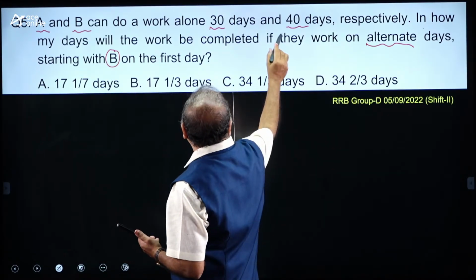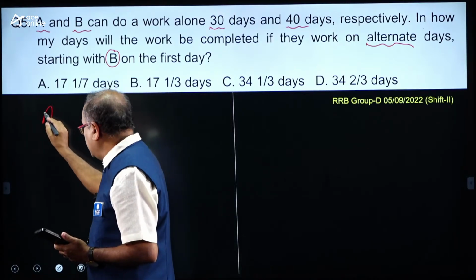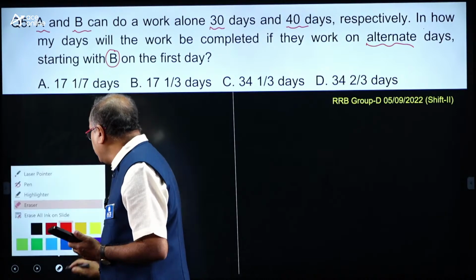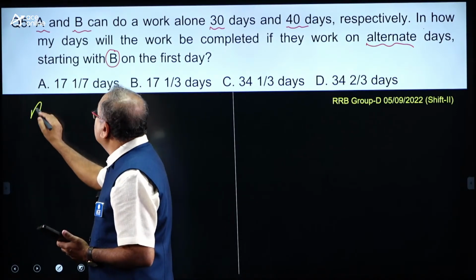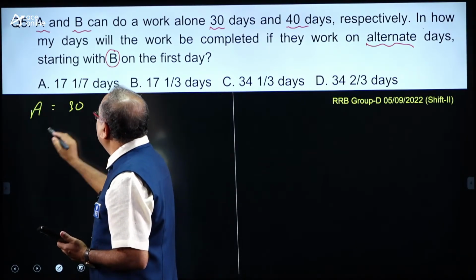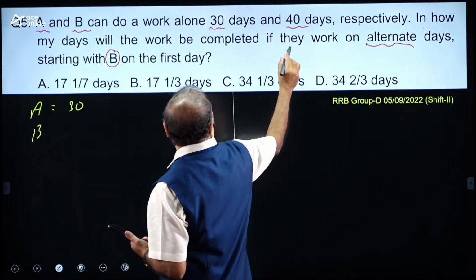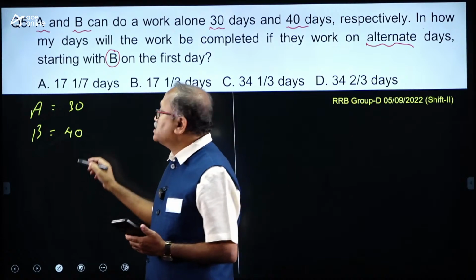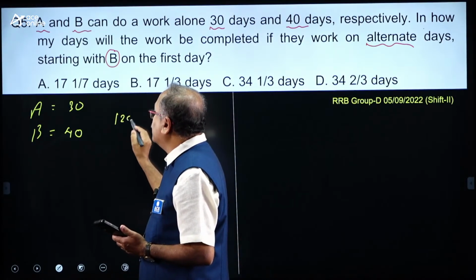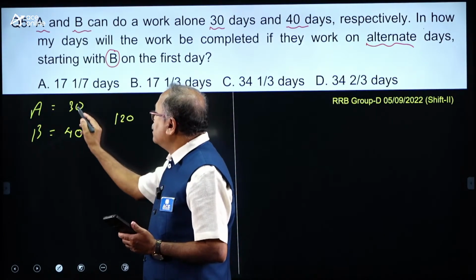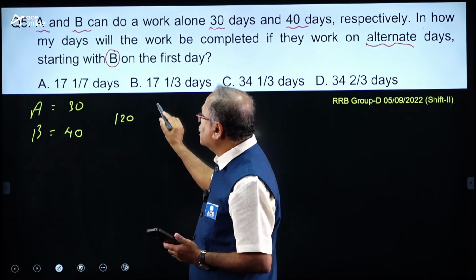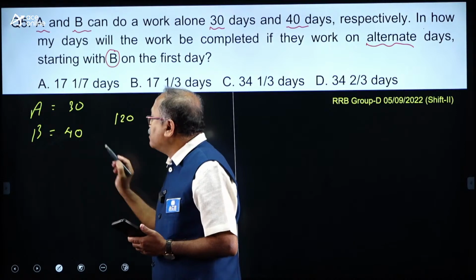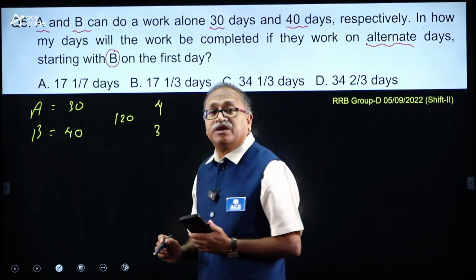Now, A can complete the work in 30 days. Okay, this is how everyone will answer the question. A can do the work in 30 days and B can do the work in 40 days. Now, what the competitors do, they take the LCM, that is 120, and 120 divided by 30 comes 4 units per day. B, 120 divided by 40, 3 units per day.